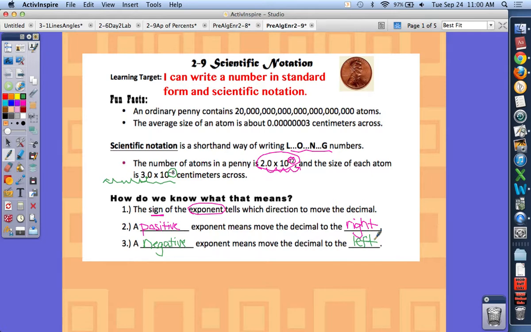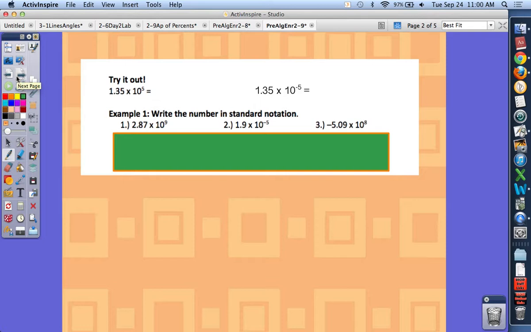Okay, so there's 2 that I want you to try before you do example 1. You have 1 on your paper, and I want you to add the other one. Take a look at these numbers. Very similar. One's a positive exponent, one's a negative exponent. So if you're starting with 1 35/100ths, and it's times 10 to the 5th power, positive exponent, that's a really large number, so we're going to move it 5 places to the right.